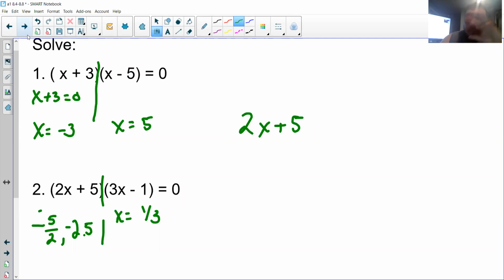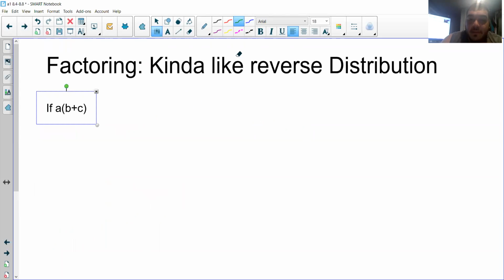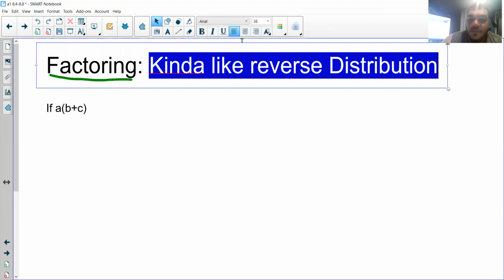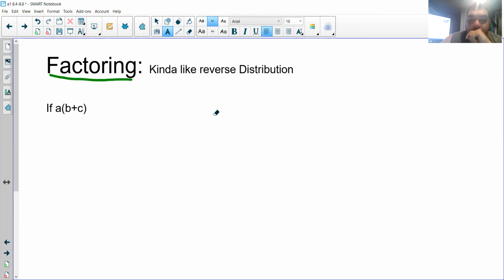Okay, so that's the zero product property. Very important. You'll see we'll use it all the way through this chapter. Let's talk about the next thing: factoring. You could just write factoring. You don't have to write this, but kind of like that. I'll make that smaller because it's not that important. But factoring is the title.